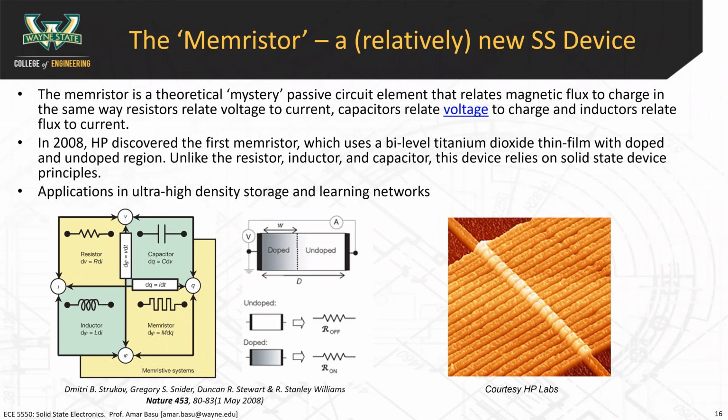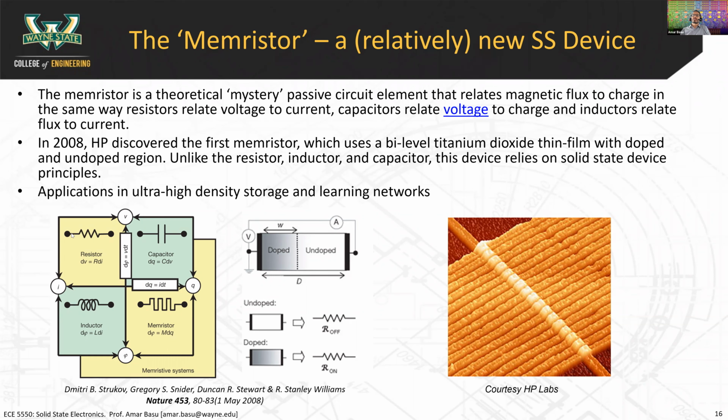So there's an interesting story behind the Memristor, is that this Memristor is this theoretical mystery, or it was a theoretical mystery passive circuit element that relates magnetic flux to charge in the same way the resistors relate voltage to current, and the same way that capacitors relate voltage to charge, the same way inductors relate flux to current. Okay, so that's a mouthful. So let's look at this graph here.